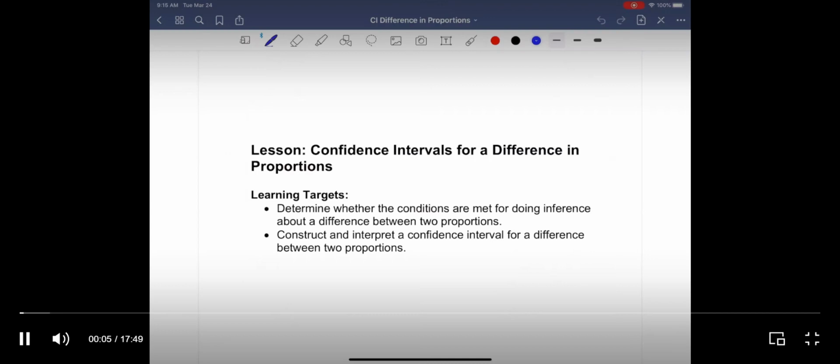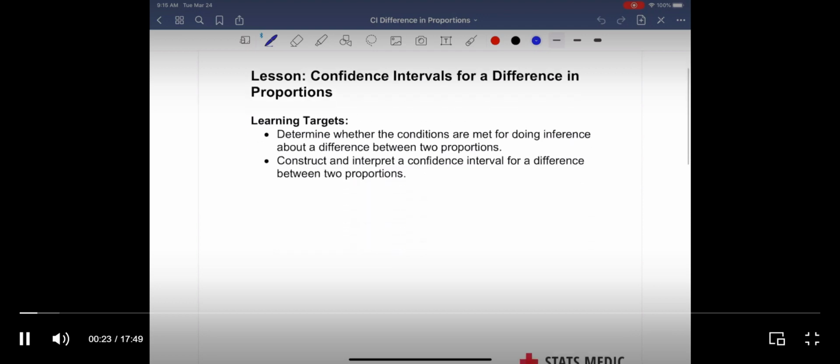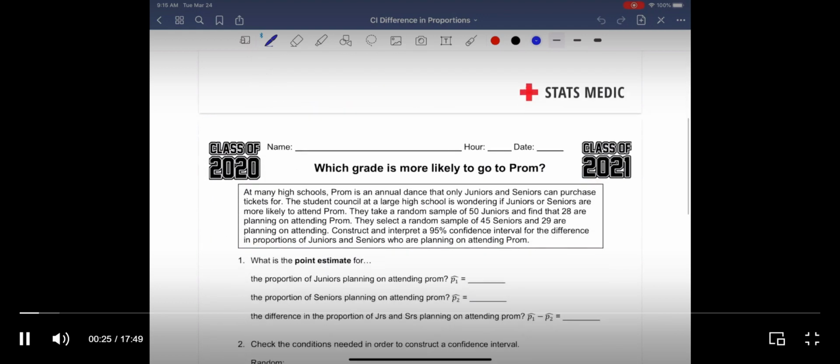I'm Stats Medic, and in this lesson we're going to be learning about confidence intervals for a difference in proportions. We've got two learning targets. The first is to determine whether conditions are met for doing inference about a difference between two proportions. And then the second, we're going to construct and interpret a confidence interval for a difference in proportions. All right, so let's take a peek down at the notes.